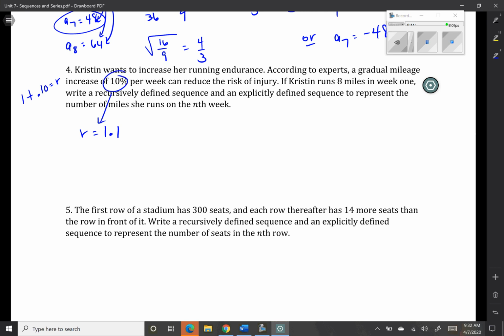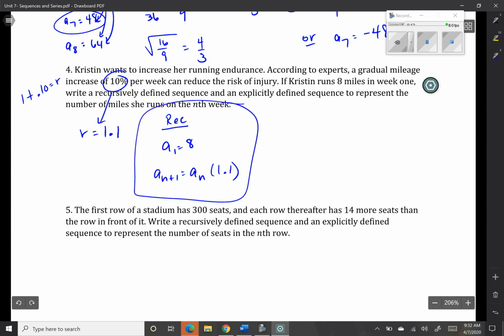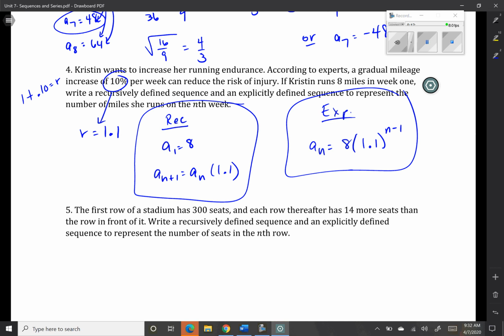So if I wanted to write a recursively defined sequence, I'd state the first term, which is 8, and I'd say any term of the sequence is equal to the previous term times 1.1. There's your recursively defined sequence. An explicitly defined sequence, you'd say any term of the sequence is equal to the first term times that common ratio to the n minus 1, where I can plug in any term there of that sequence.